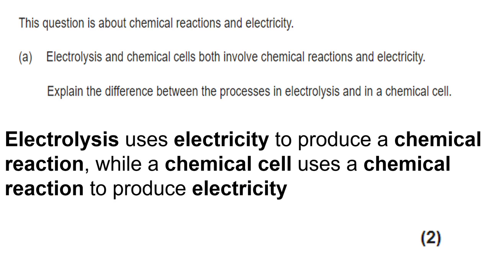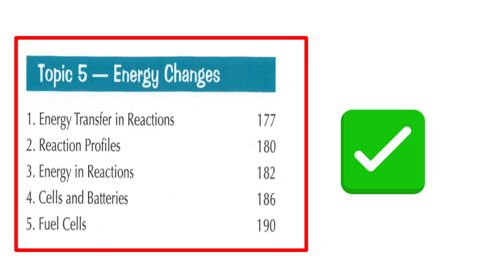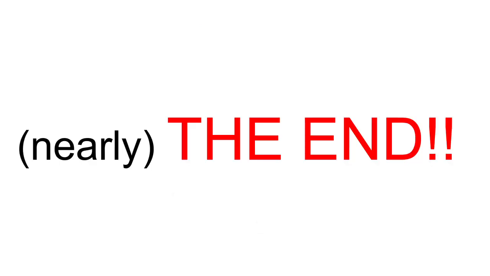Electrolysis and chemical cells. Electrolysis uses electricity to produce a chemical reaction, while a chemical cell uses a chemical reaction to produce electricity. The commonly asked question. And that is topic 5, energy changes done. We're nearly there, we're nearly at the end.